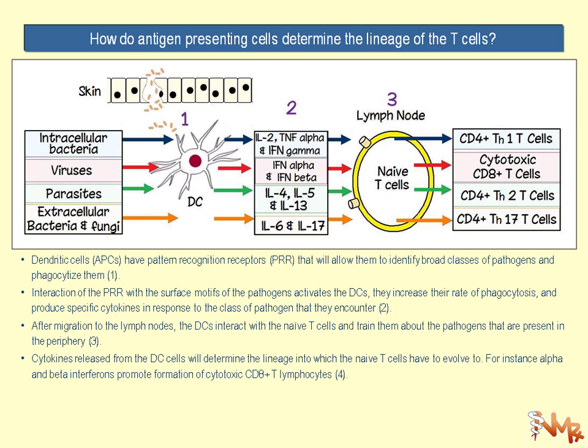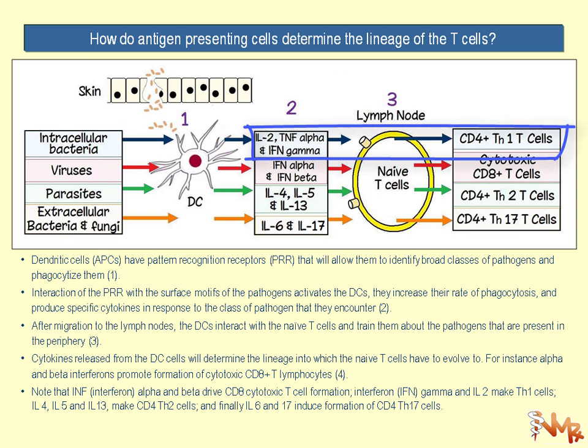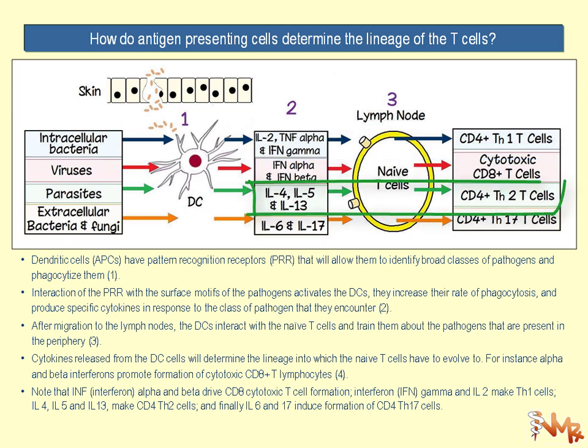Cytokines released from DCs will determine the lineage into which the naive T cells have to evolve. For instance, alpha and beta interferons promote formation of cytotoxic CD8 positive T lymphocytes. Note that interferon alpha and beta drive CD8 cytotoxic T cell formation. Interferon gamma and interleukin 2 make TH1 cells. Interleukin 4, 5, and 13 make CD4 TH2 lymphocytes. And finally, interleukin 6 and 17 induce formation of CD4 TH17 T lymphocytes.